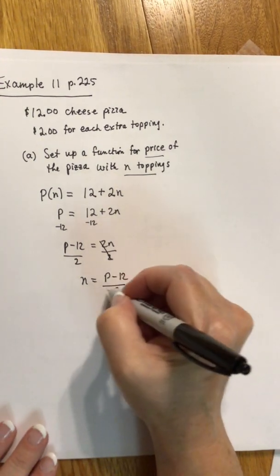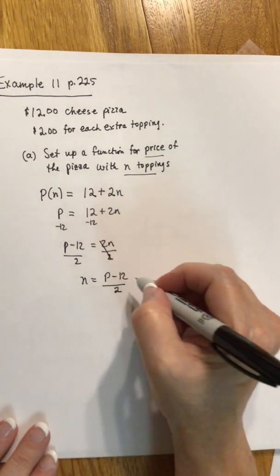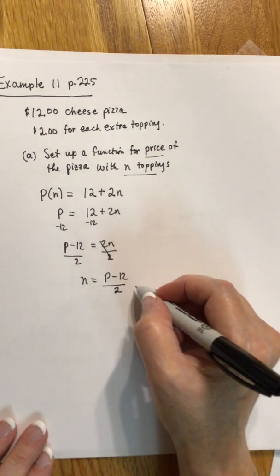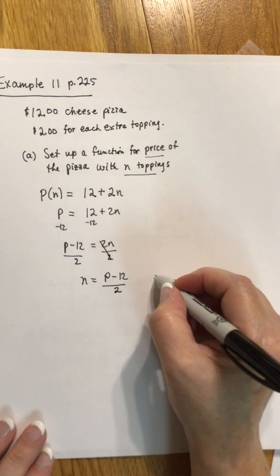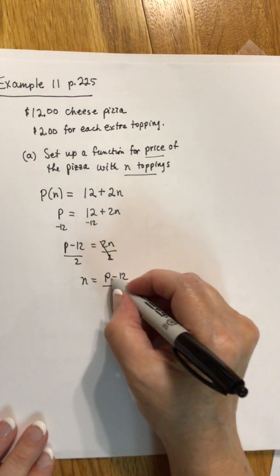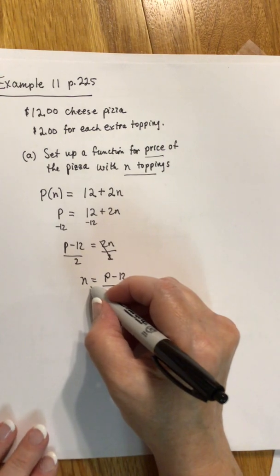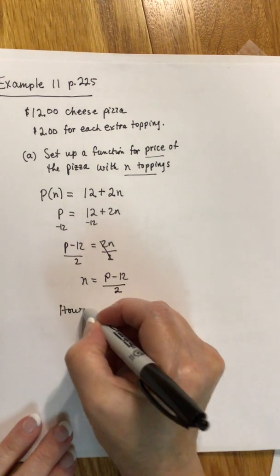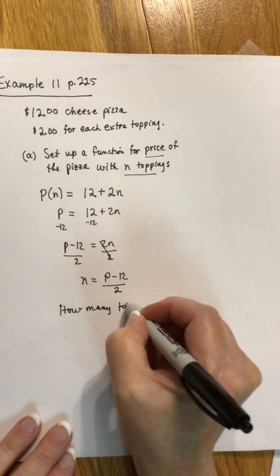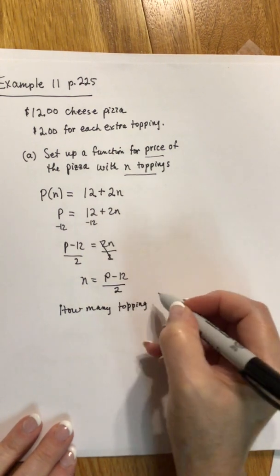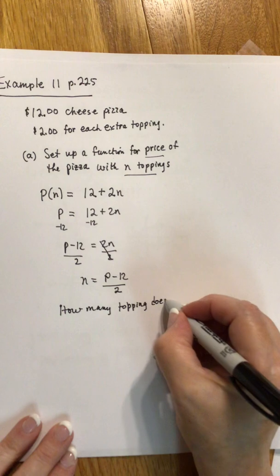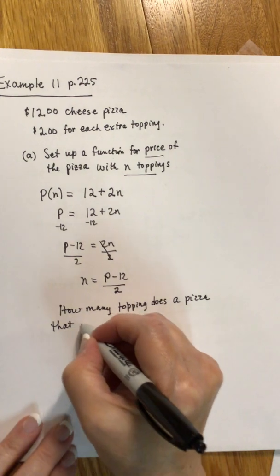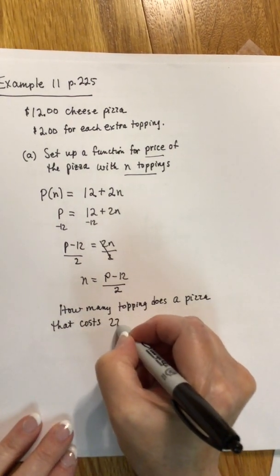So what does this stand for? What does it actually mean? This says that it gives us the number of toppings if you know the price. So if I know that the price of my pizza is $50, then I can put P as 50, and then that tells me how many toppings I'm going to get. So the question's going to say, how many toppings does a pizza that costs $22 have?